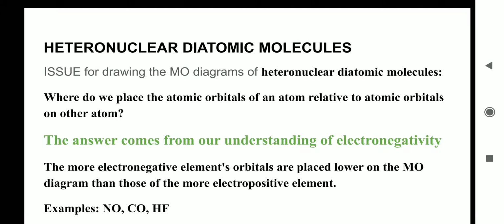The atomic orbitals of the more electronegative atom are placed at a lower level on the molecular orbital diagram than those of the less electronegative atom, which we can also call more electropositive. Now we will understand it by taking an example of NO. In the NO molecule, since oxygen is more electronegative than nitrogen, the atomic orbitals of oxygen will be placed at a lower level with respect to the atomic orbitals of nitrogen.